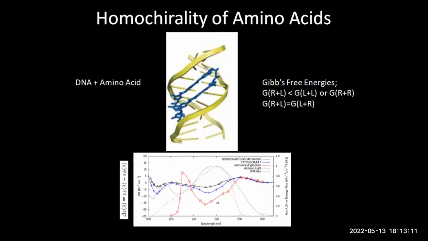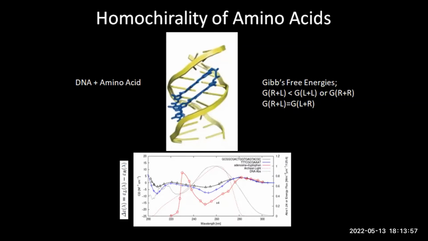Okay, so that's the homochirality of DNA or RNA. But what about that of amino acids? We know that it is opposite. So if DNA is right-handed, as it is in nature, then it's the left-handed amino acids which we find also in nature. So the question is why left-handed? Well, it turns out if you calculate the Gibbs free energies for right-handed DNA with left-handed amino acids, it's less than, for example, left-handed DNA with left-handed amino acids or right-handed DNA with right-handed amino acids.